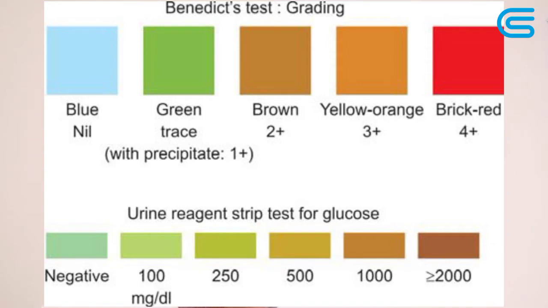This test is more sensitive than Benedict's quantitative test and specific only for glucose. Other reducing agents give a negative reaction. So the test is very, very specific for glucose, since there is a presence of a glucose oxidase enzyme there.